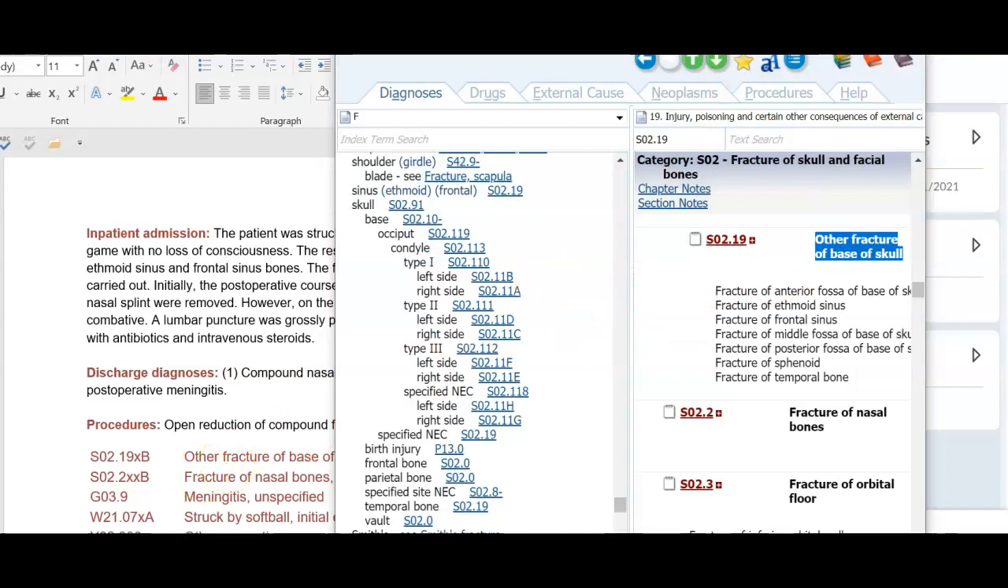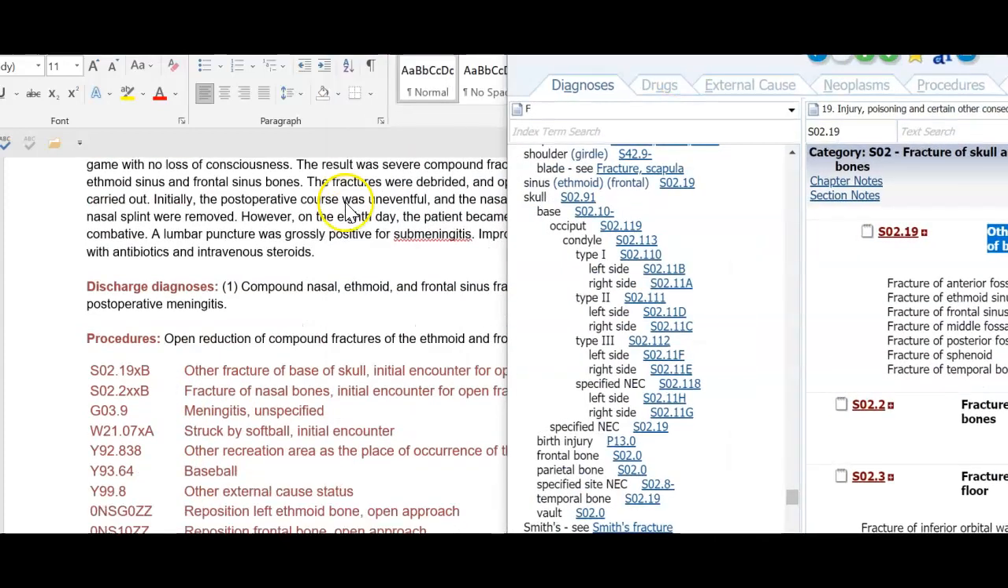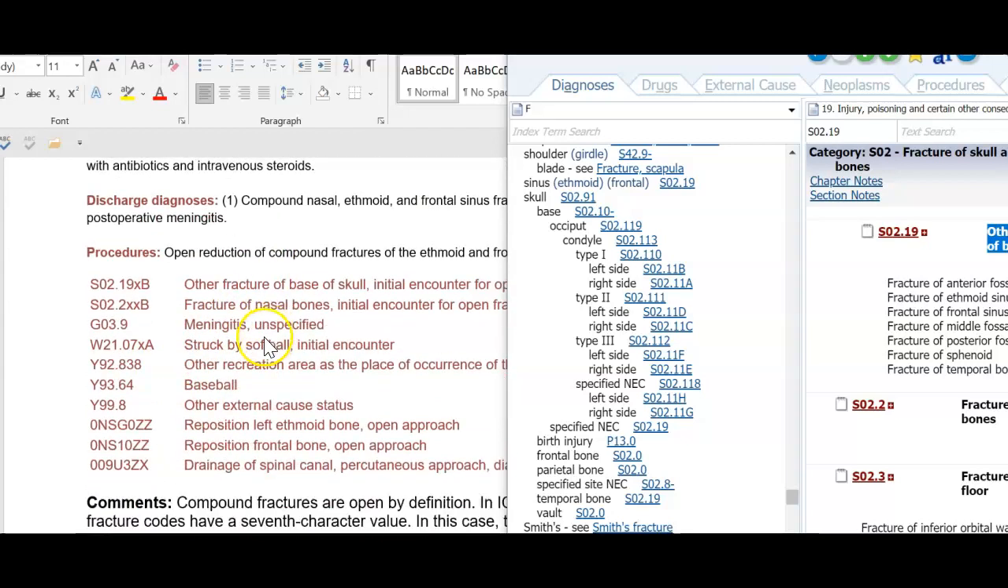Okay, same thing with the next one, fracture of the nasal bones. And then we want to code the meningitis. Then we get into all of our external cause codes.